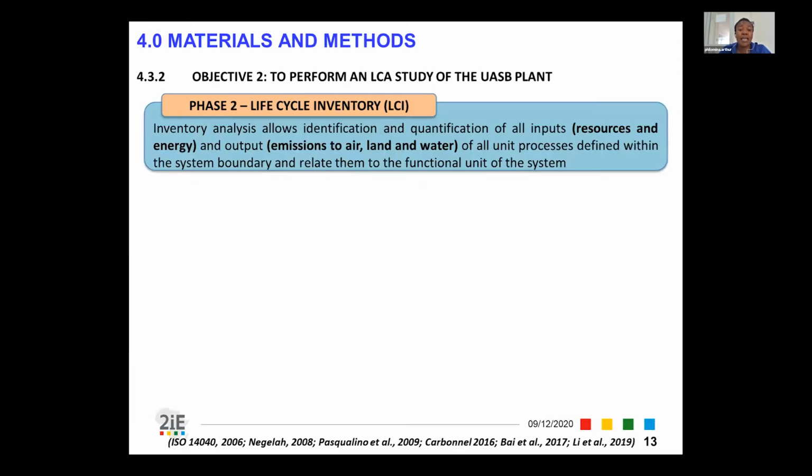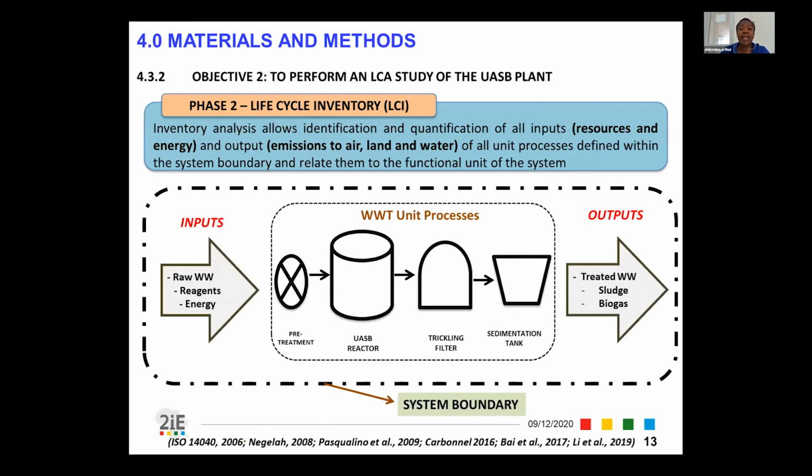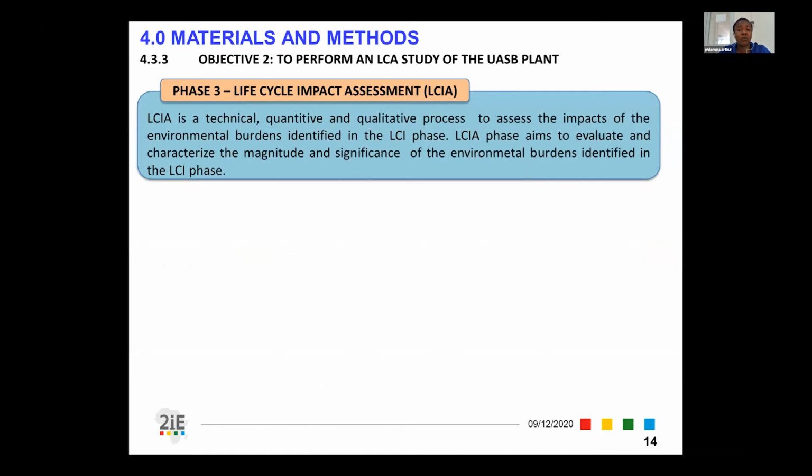The second phase under the life cycle is the inventory phase. The inventory phase allows you to identify and quantify all the inputs, which are the resources, the chemicals, the reagents, and the resulting output that comes out, the emissions to air, emissions to water, emissions to land, of all the unit processes that we have defined within the system boundary, and then relate them to the functional units of the system. The third phase is the life cycle impact assessment. With the life cycle impact assessment, it allows you to assess the environmental impact of the environmental burden that we have identified in the inventory phase.